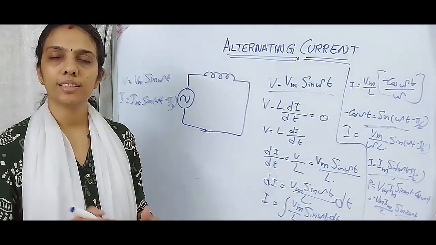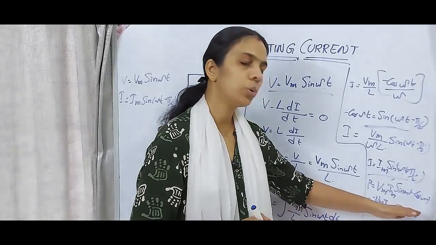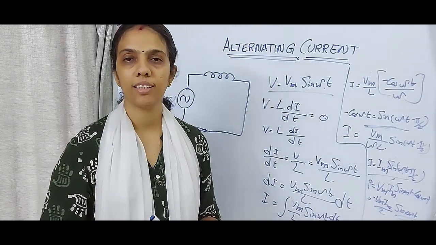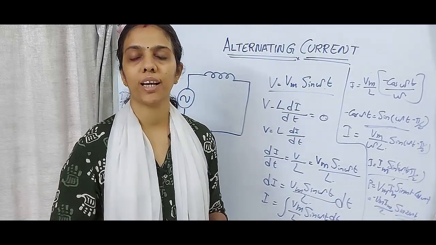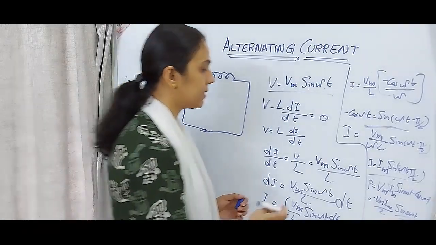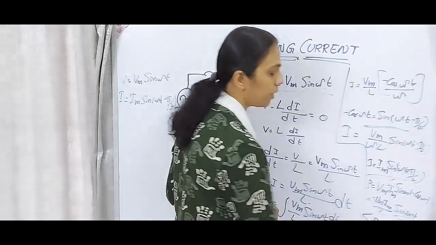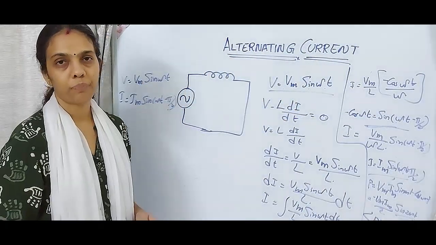If we are calculating the average power, it is the average of Vm Im by 2 into the average of sin 2 omega t. What is the average of sin 2 omega t? That is equal to 0. Average of sin 2 omega t is 0. Therefore, average power in an inductive circuit will be equal to 0.